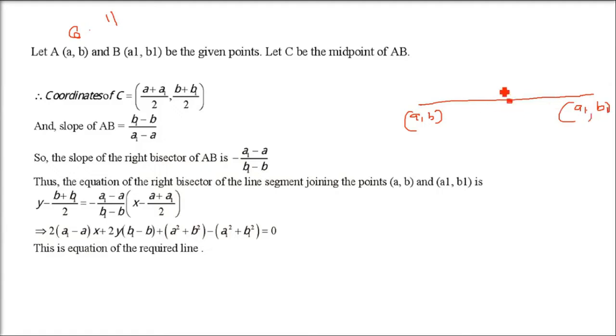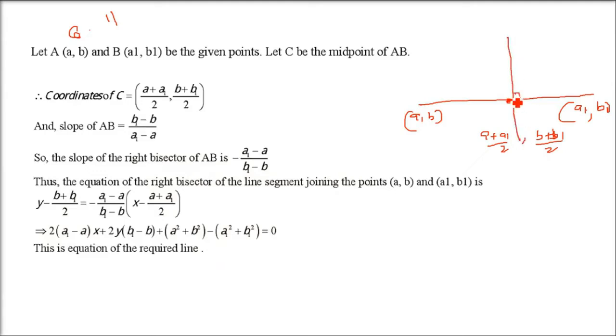And there is a midpoint. Midpoint formula: I use (A plus A1) by 2 and (B plus B1) by 2. This is the midpoint. And now, find the equation of the right bisector. Right bisector means a perpendicular line which is also bisecting this line.